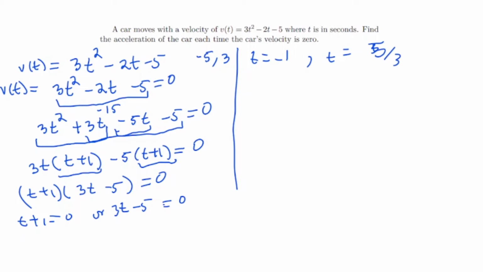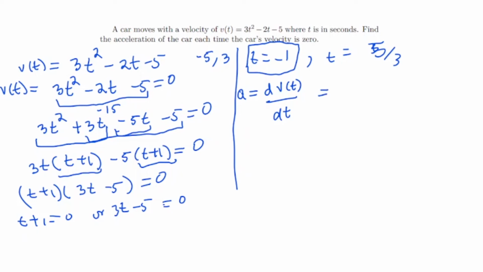Okay, now that we have the times when this velocity is 0, we can find the acceleration at each of these times. So we'll throw away t equals negative 1 because it doesn't make sense to have a time of t equals negative 1. And we just have to find the formula for the acceleration. Luckily, the acceleration is just equal to the derivative of the velocity with respect to time.